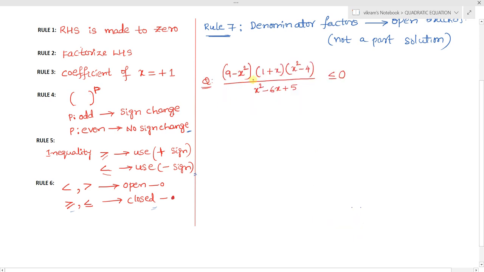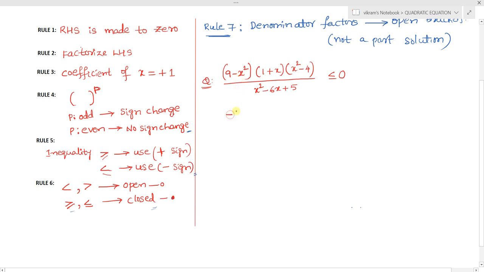The next question is (9 minus x square)(1 plus x)(x square minus 4) by (x square minus 6x plus 5) less than or equal to 0. Given that RHS is 0, factorization is done in the numerator but the denominator factorization is not done, and we need to check for the coefficient of x as +1. But here it is minus x square we are having, so how to solve this one?